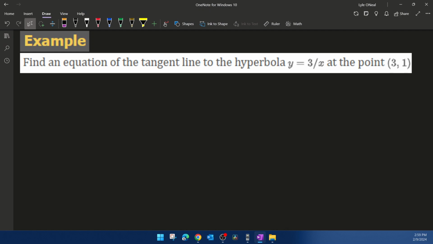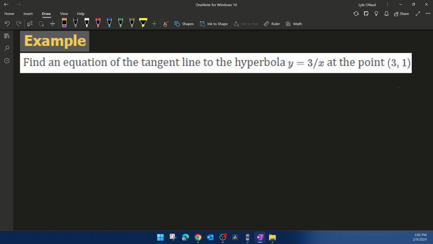Next, we have another example. Same song, second verse. This time our equation is a hyperbola. Y equals 3 over x, and at the point 3, 1. I think it's important to mention that this point that you're concerned with should actually be on the graph. And if you're not sure if it is, you can check. All you have to do is replace x with 3 and see if it equals 1, which it does, okay? So that point is on the graph.